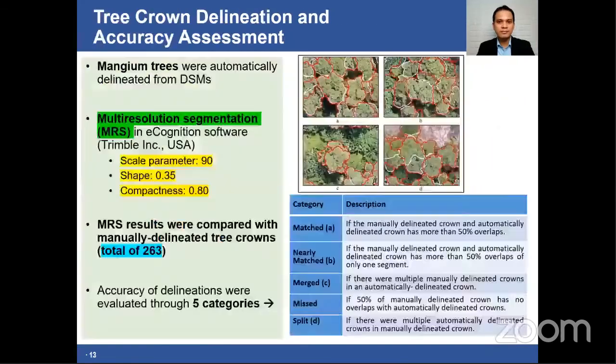A portion of the study area containing mangium trees was chosen for tree crown delineation using the multi-resolution segmentation algorithm in eCognition version 9 software. To assess the accuracy of the delineation, individual trees were manually delineated, and the resulting delineated tree crowns, with a total of 263, were used for comparison with the multi-resolution segmentation results.